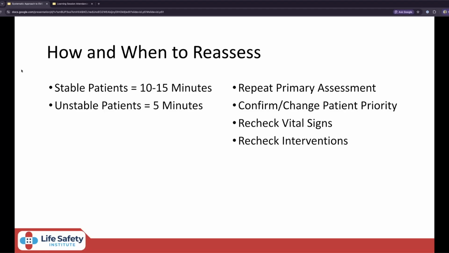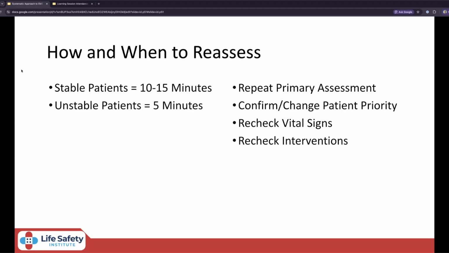Recheck your vitals. Recheck all of the vitals that you did. Typically, we don't reassess blood sugar unless we've either done an intervention that would change the blood sugar or their mentation changes or something like that. So, you know, we're not necessarily rechecking every vital, but a lot of the common ones.